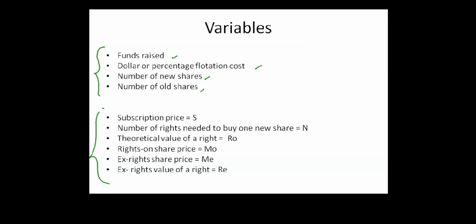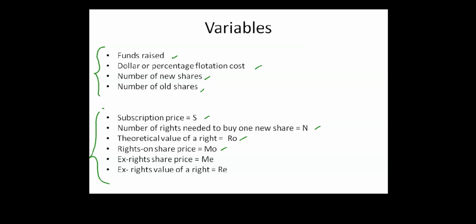The alphabet group consists of all the numbers that come with an alphabet representation. These are subscription price, as denoted by S. The subscription price is the price that must be paid by a shareholder for each new share from the rights offer. Second is the number of rights needed to buy one new share, as denoted by N. The third is the theoretical value of one right, as represented by R naught. And the fourth is the rights on share price, as represented by M naught. This is the share price before the X rights date.